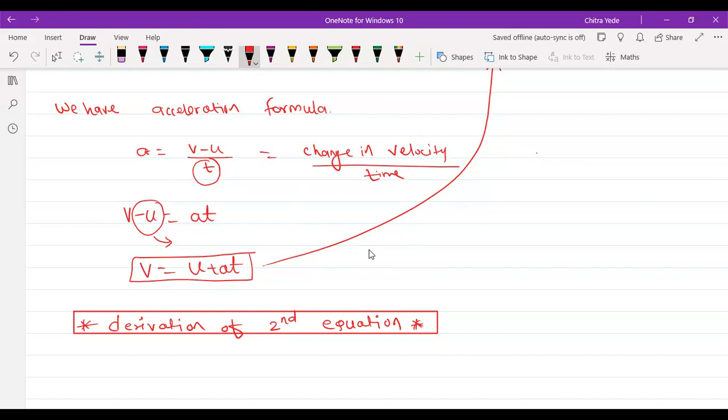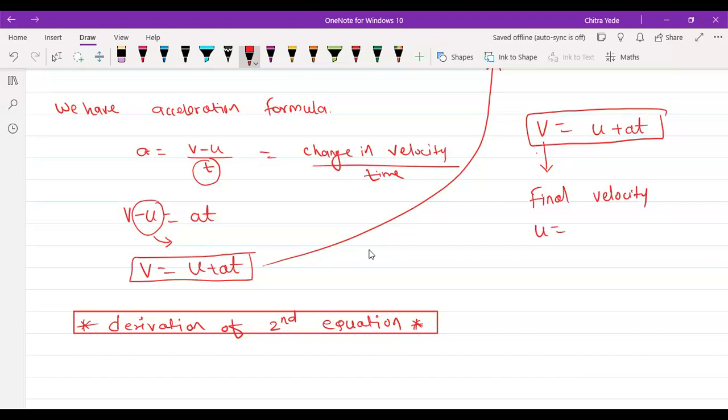See, here we have the first equation we just derived: v equals u plus a t. Here v is the final velocity, u is the initial velocity, a is the acceleration, and t is the time taken.